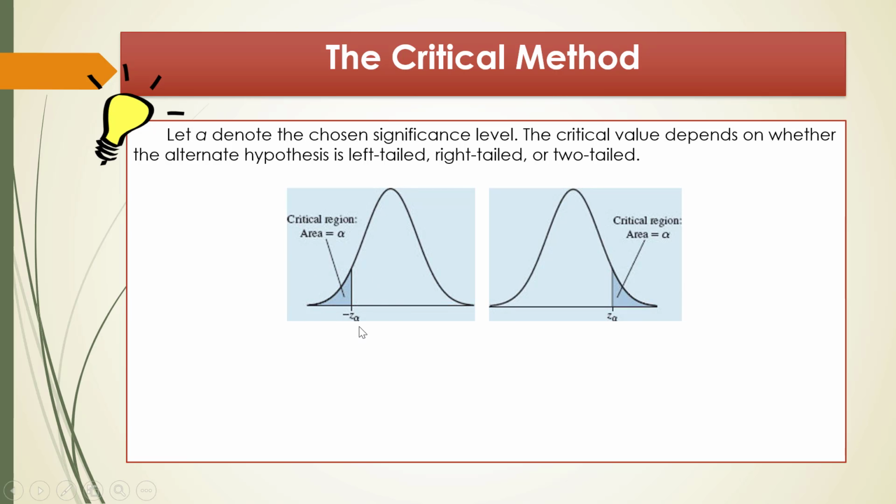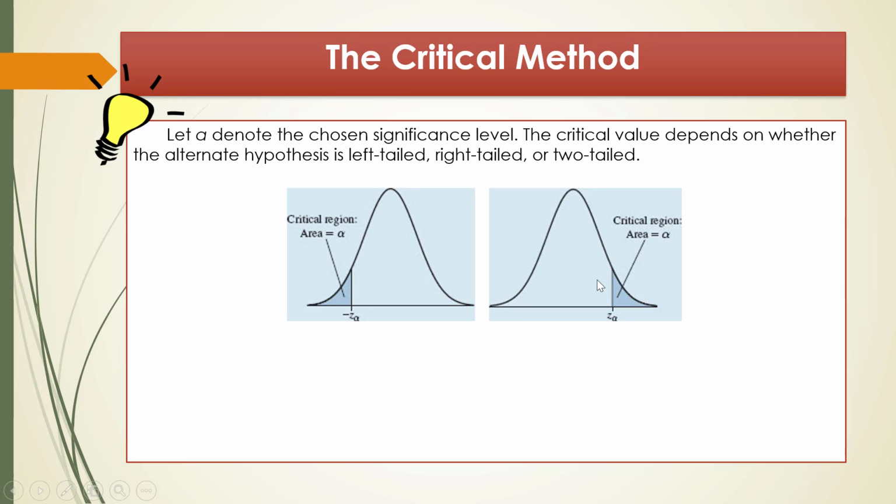So in this case, suppose we have a left-tailed test, the left picture is for the left-tailed test. For left tail, we take minus z alpha, a negative value, as the critical value. The area to the left of it is the critical region, and this area is alpha. If the test statistic falls into the critical region, we reject the null hypothesis. If the test statistic falls into the acceptance region here, we do not reject the null hypothesis.